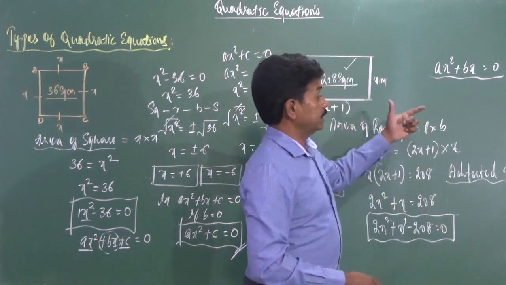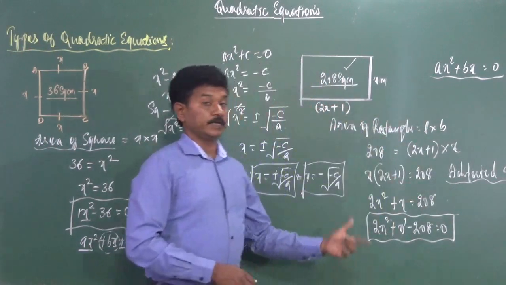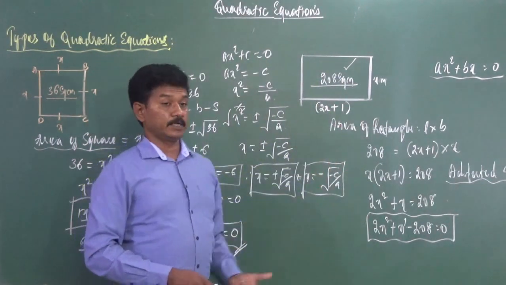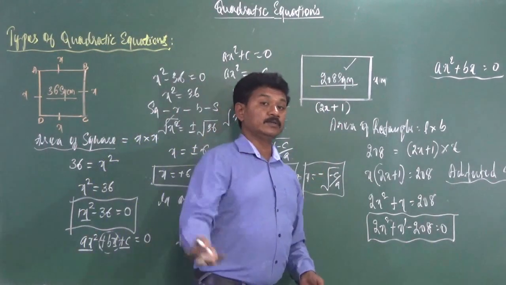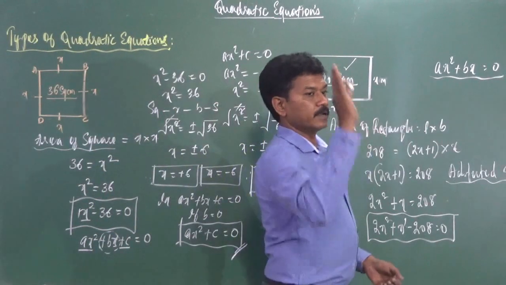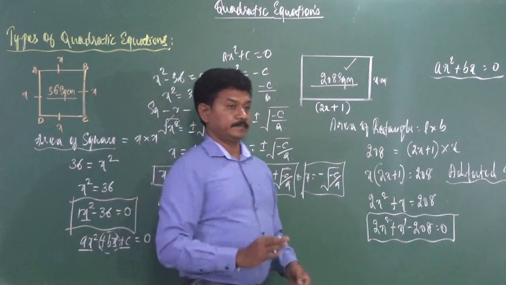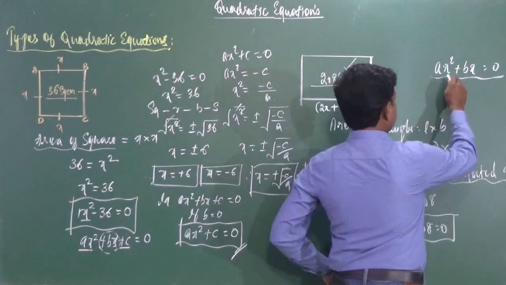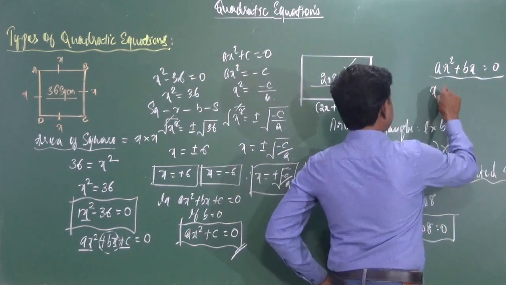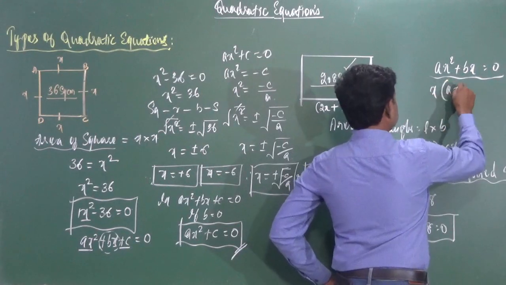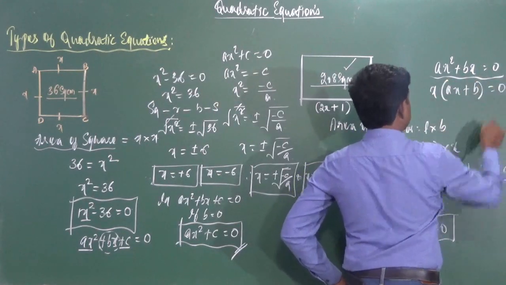So what method is to be followed to find the roots for this type of quadratic equation where C is equal to 0? Very simple, you have to take common, that's all. So let us take common here. In ax square plus bx, we have x as common, so it is x times ax plus b is equal to 0.